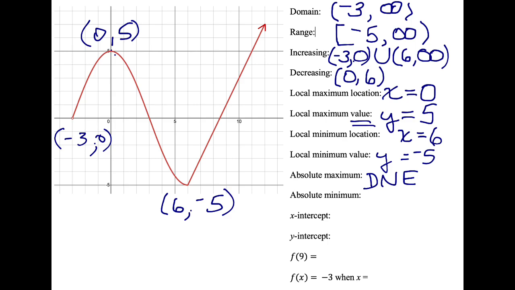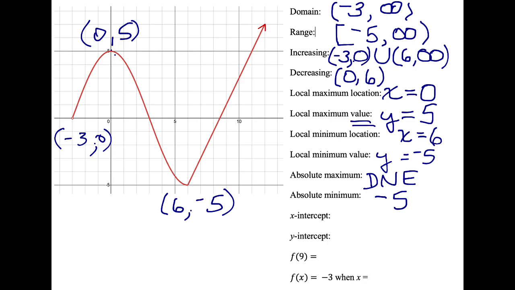An absolute minimum, it does have a bottommost point, and it happens at this local minimum. It also happens to be the absolute minimum. That's the lowest it goes ever. That's the absolute minimum value, which is a y value. So that'll be y equals -5. That's the absolute minimum of this function.